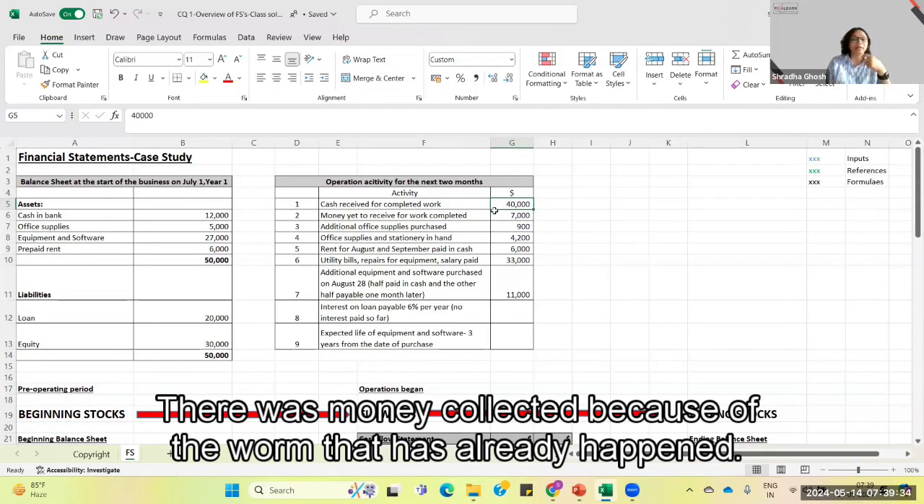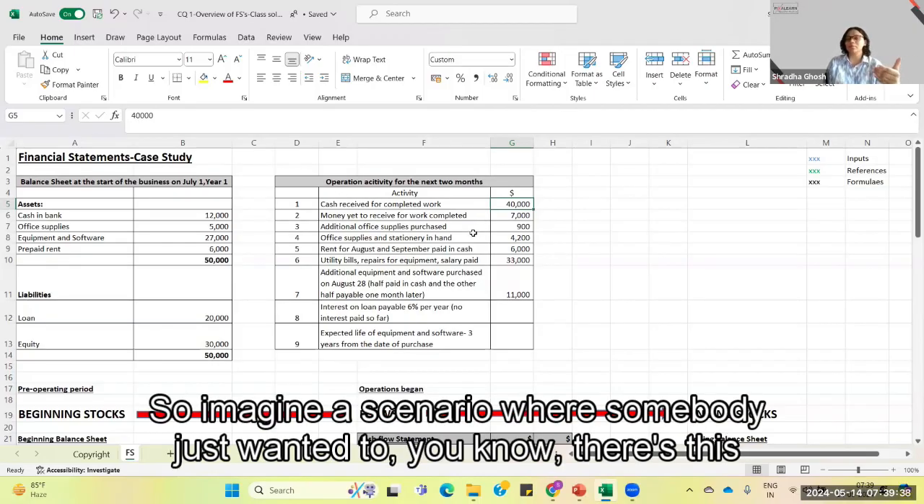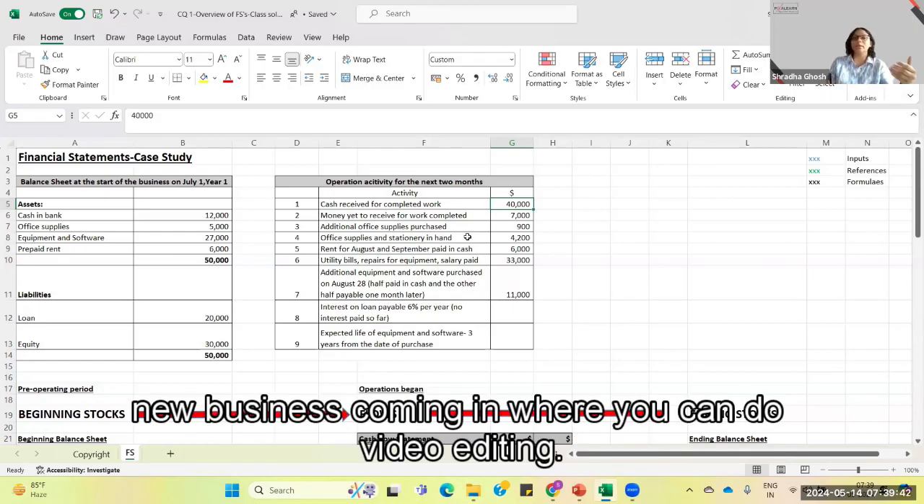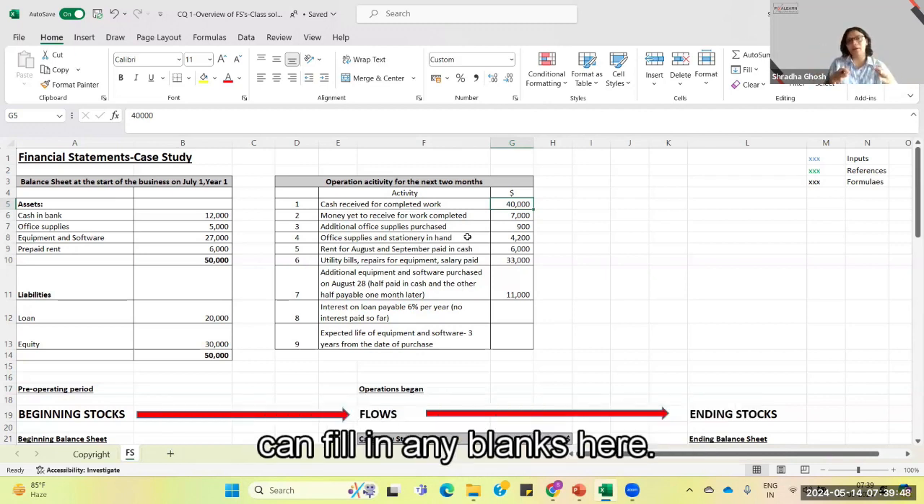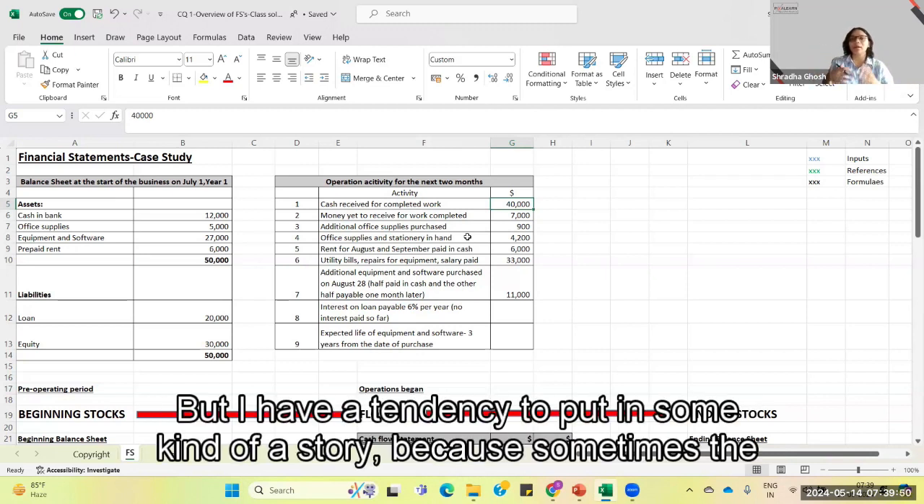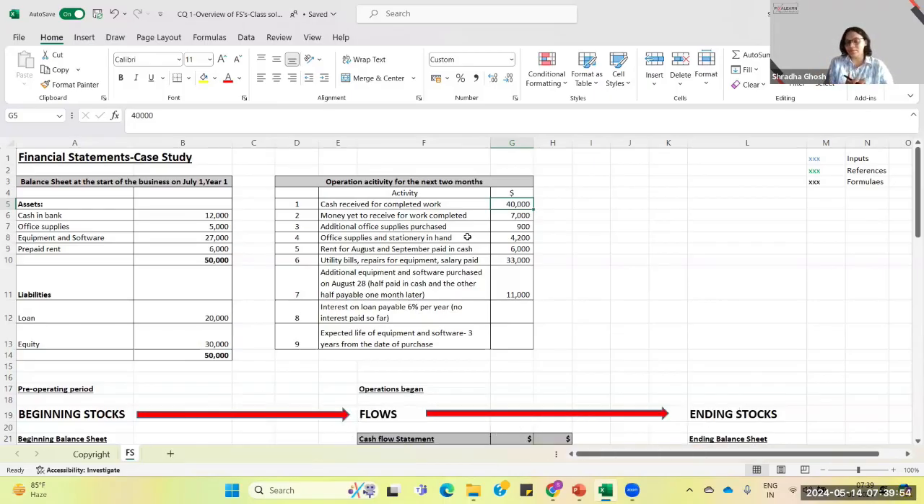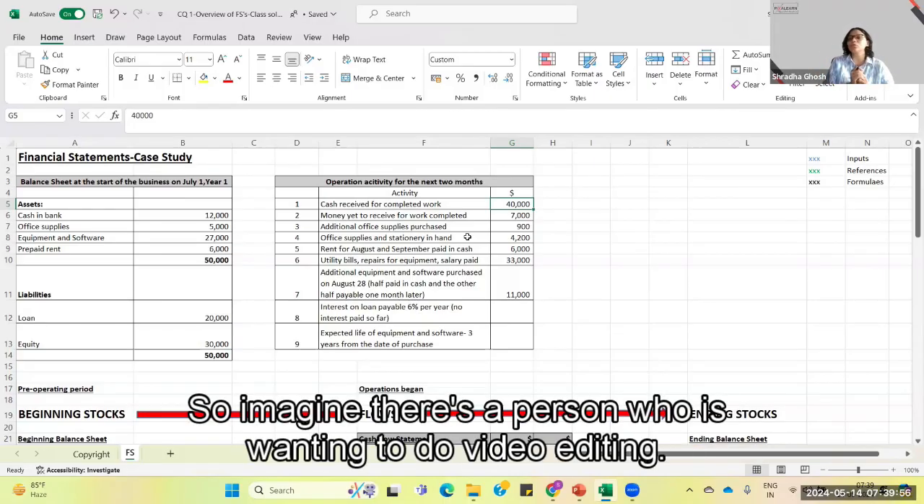There was money collected because of the work that has already happened. So imagine a scenario where there's a new business coming in where you can do video editing, and a person who just started that business. You can fill in any blanks here, but I have a tendency to put in some kind of story because sometimes the story is very easy to visualize. So imagine there's a person who wants to do video editing.